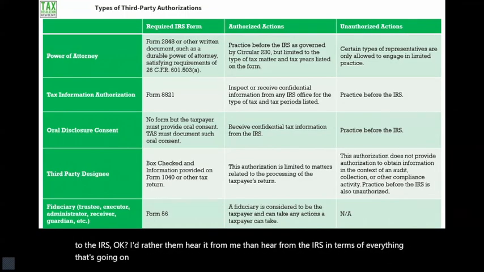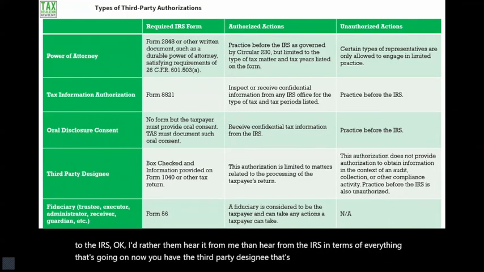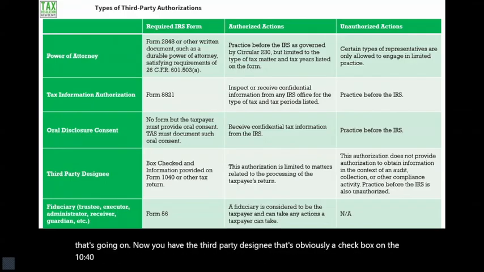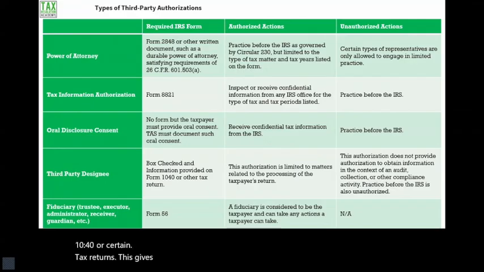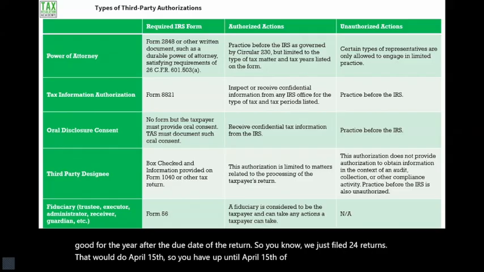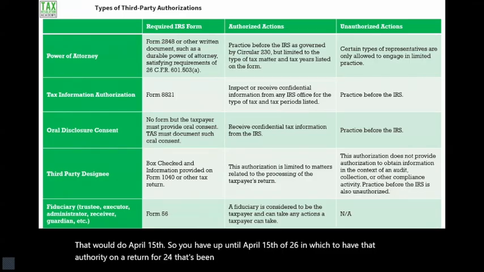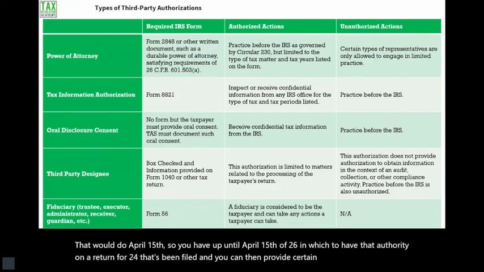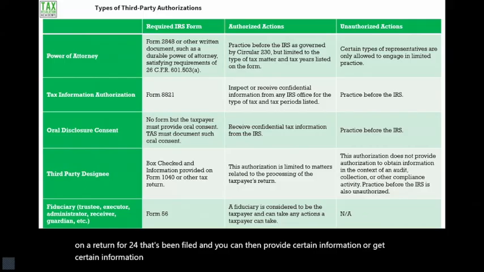Now you have the third party designee. That's obviously a checkbox on the 1040 or certain other tax returns. This gives you some limited authority, but it's only on that tax return, and it's only good for the year after the due date of the return. So, we just filed 2024 returns that were due on April 15th. So you have up until April 15th of 2026 in which to have that authority on a return for 2024 that's been filed. And you can then provide certain information or get certain information on that return.